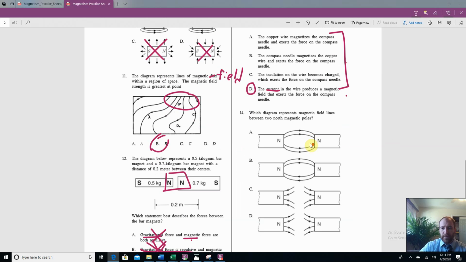14. Which diagram represents magnetic field lines between two north poles? These are two like poles, so these two are going to be the wrong shape. For two like poles, they both come outwards, right? Remember we did the north, and they had that shape. From there, it's going to be one of these two. And remember, magnetic fields always point away from north. The answer is D.